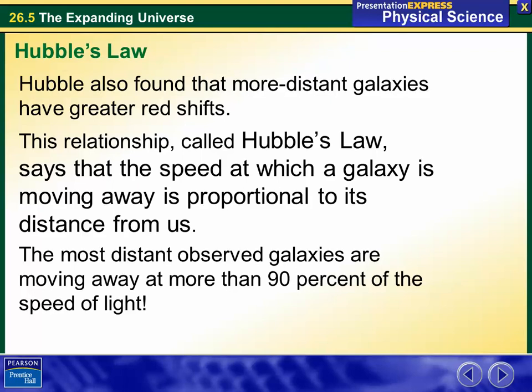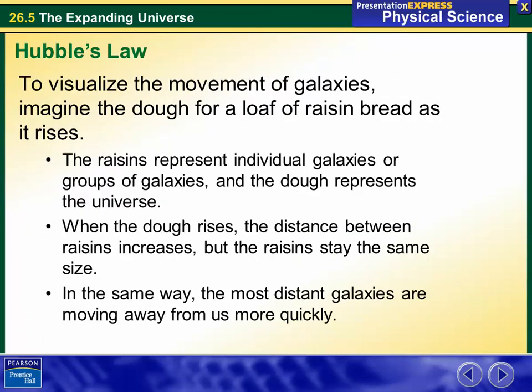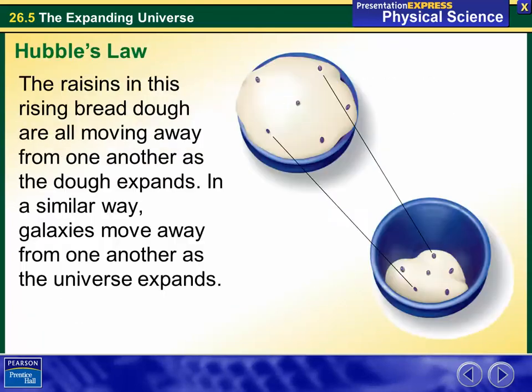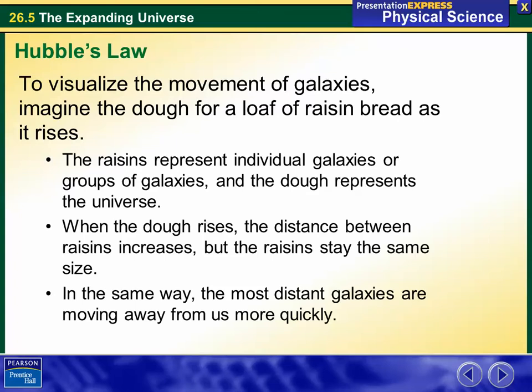So this relationship between the distance and the redshift is called Hubble's law, and it says the speed at which a galaxy is moving away from us is proportional to its distance from us. So the farther away you are from Earth, the faster you're moving away. And to give it some numbers, the most distant observed galaxies are moving away at more than 90% of the speed of light. The ones farthest away are moving much more quickly, and they actually do have some calculations for this, but I think we'll just end it with this little comparison. We won't worry too much about the calculations.